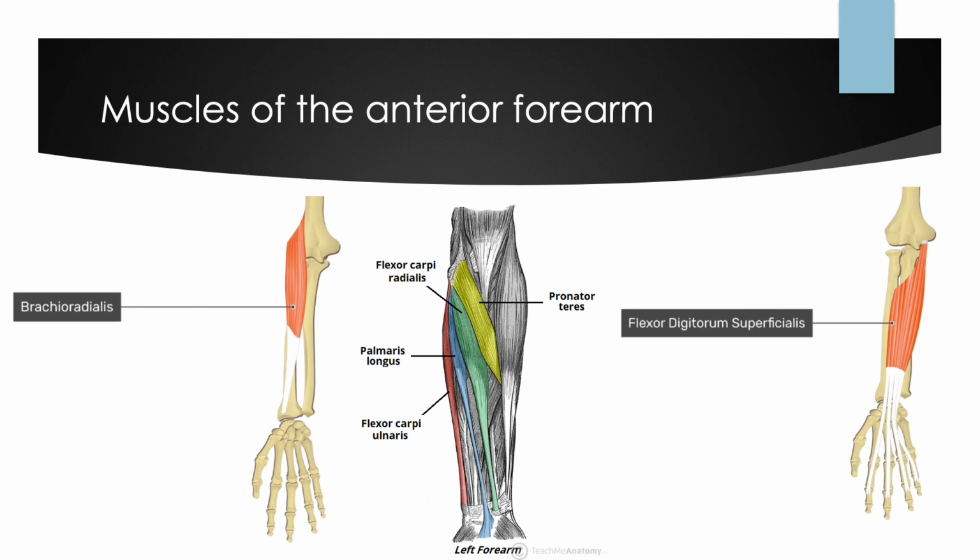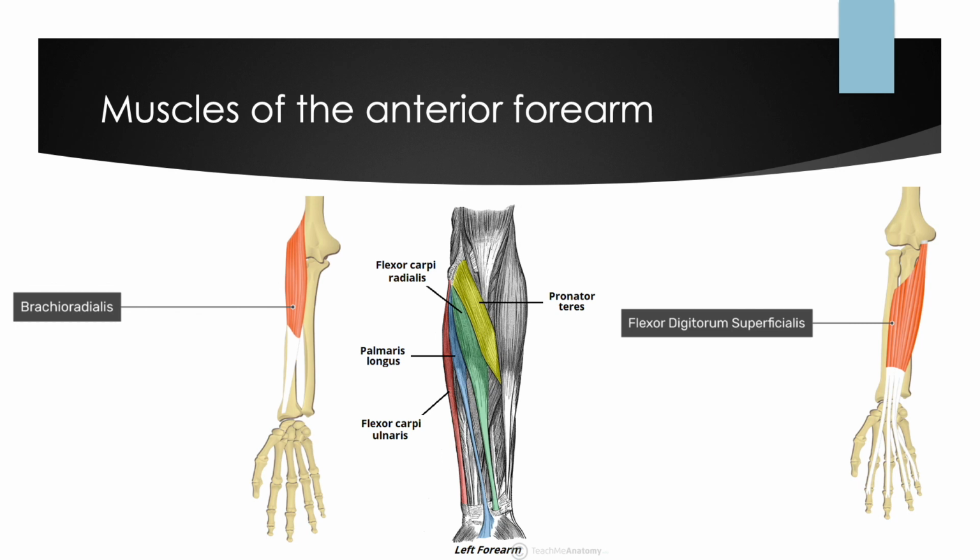So first we have the pronator teres, which is highlighted here in yellow, and as you can guess, this muscle is responsible for pronation. Next, we have the flexor carpi radialis, which if you look at that name, it can help you figure out its function. So flexor meaning it flexes, and radialis meaning radius or thumb, right? So flexor carpi radialis.